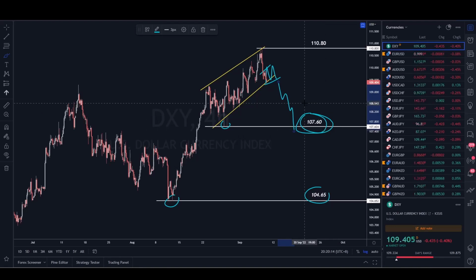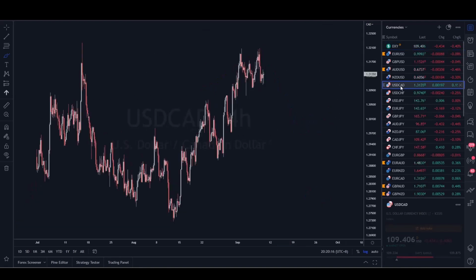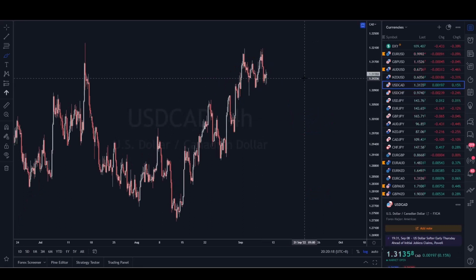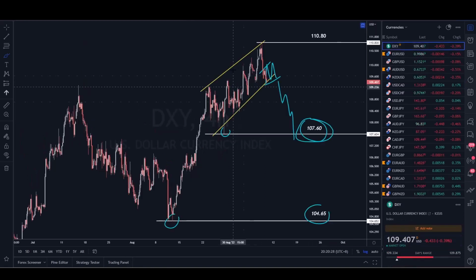Same thing over here. If you're looking at maybe dollar CAD, there's a good chance that if the dollar is going to weaken, then dollar CAD has the forces of dollar pushing it lower as well. That's something I think is very clear at this moment from the dollar index perspective. So this week moving forward, I think some of the major pairs might give you that setup.